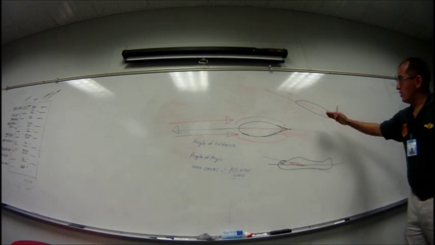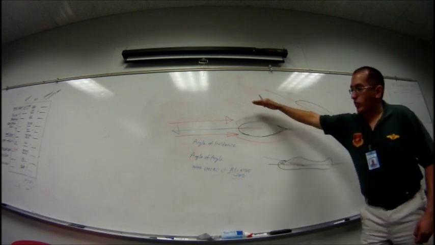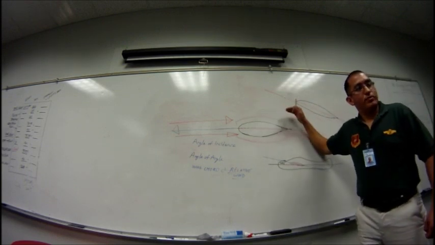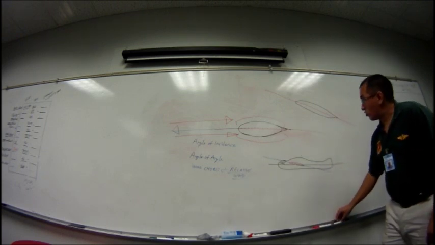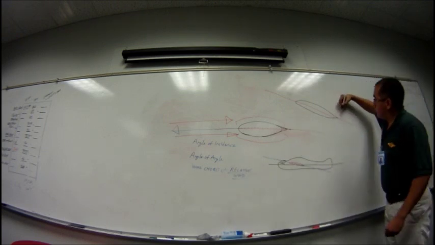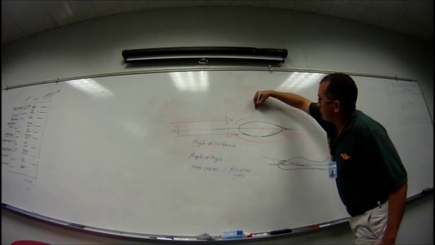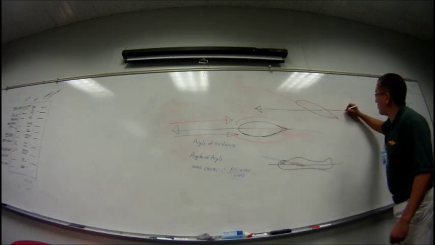So in this case, you've got a high angle of attack, but the plane's going this direction. It's not going forward, but it's going in that direction. So your flight path is going to be this direction. Okay, so here's your flight path.